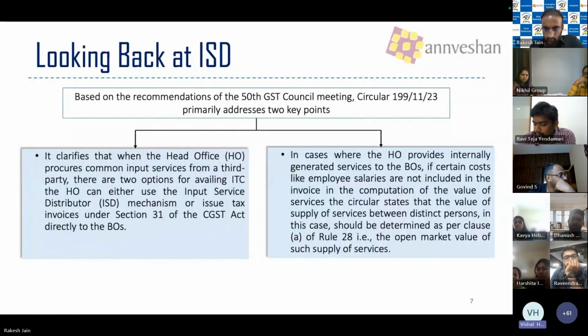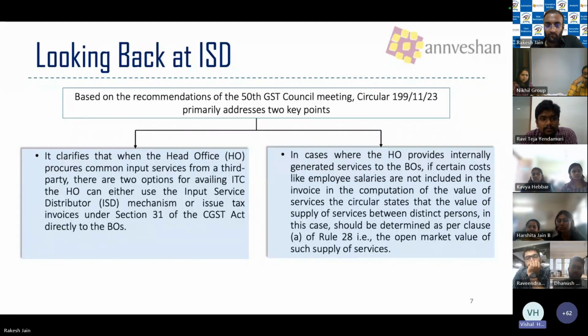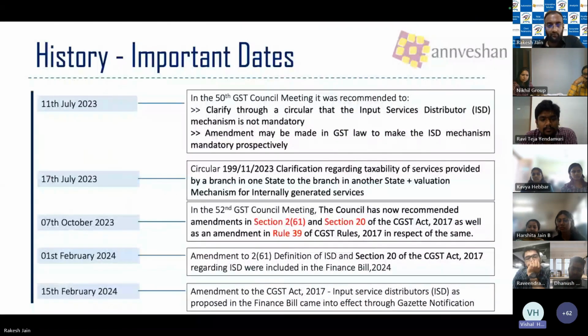My question is regarding that 15th Feb 2024, when you said that the ISD number is going to be mandatory. Sir, kindly emphasize more on this point, because I'm not able to understand it. From where does this mandation come from? I want to understand, sir.